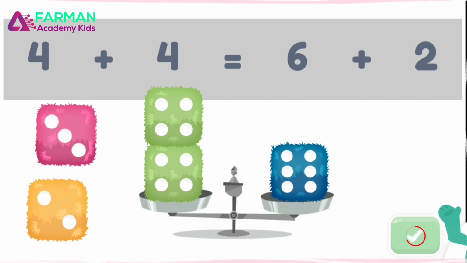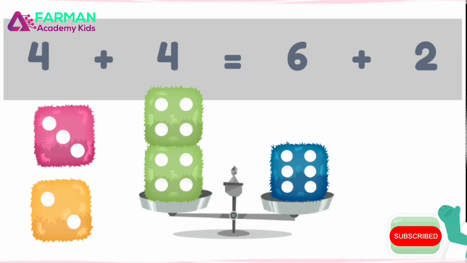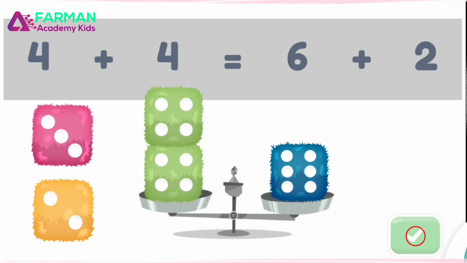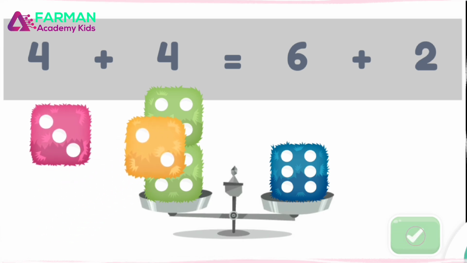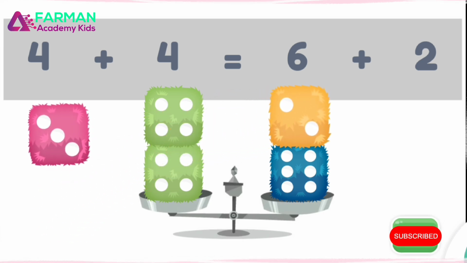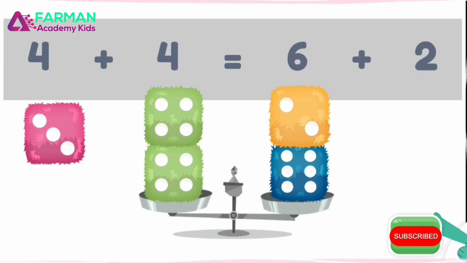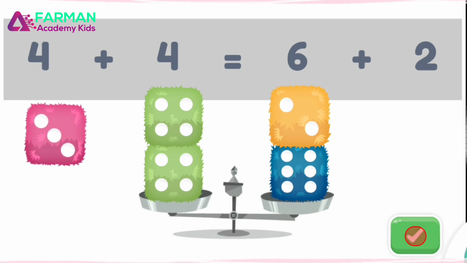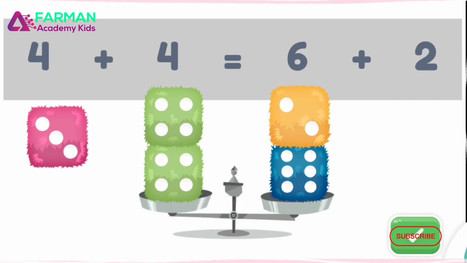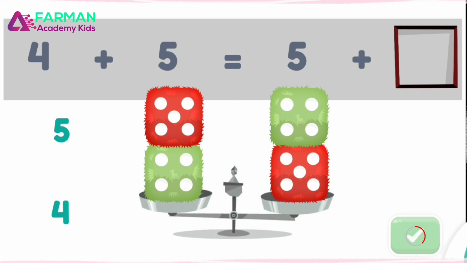Let's do a different one. Complete the equation with the right number. Super duper! 4 plus 5 equals 5 plus 4. Both sides equal 9. Drag the correct number to the empty square. Cool beans! 5 plus 1 equals 3 plus 3. Both sides equal 6.